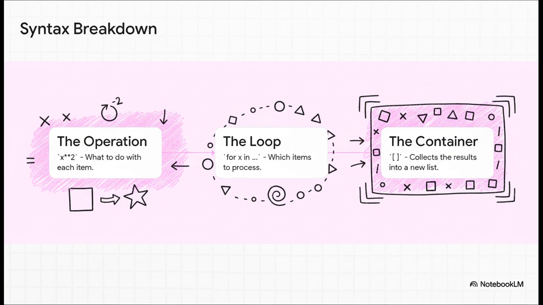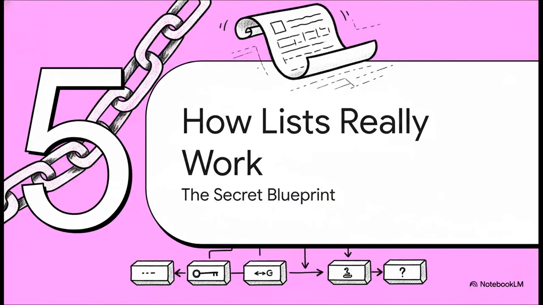It might look a little complicated at first, but it really just breaks down into 3 simple parts. First, you have the operation. That's what you want to do to each item. Second, you have the loop. That tells Python which items to work on. And third, you have the container, the square brackets that scoop up all the results and put them into a new list. So let's pull back the curtain for a second.